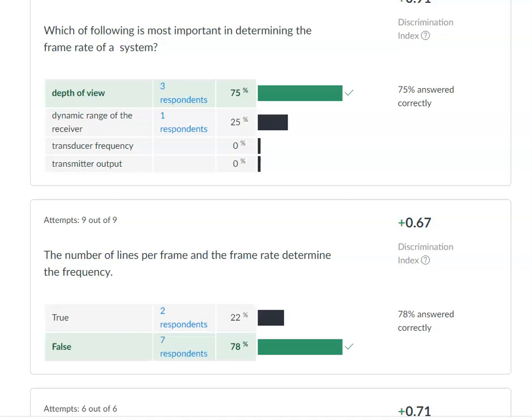Next, which of the following is most important in determining the frame rate of a system? And so to determine a frame rate, the depth of view is probably going to be the most important factor that you're utilizing.